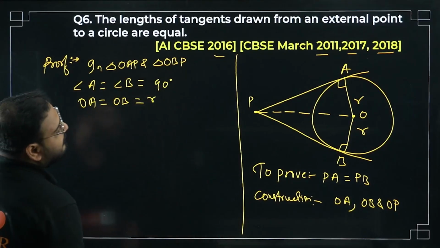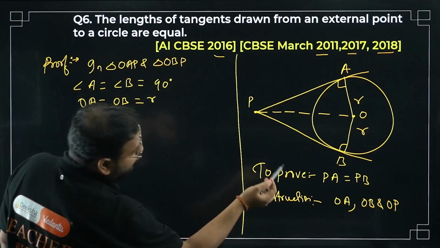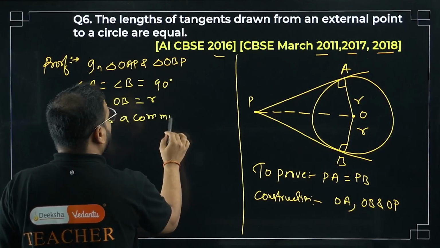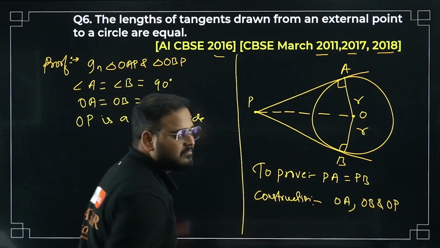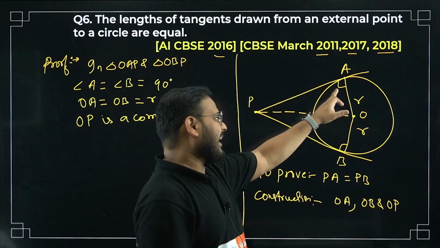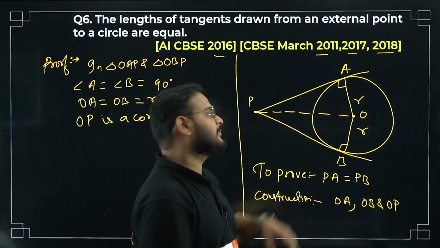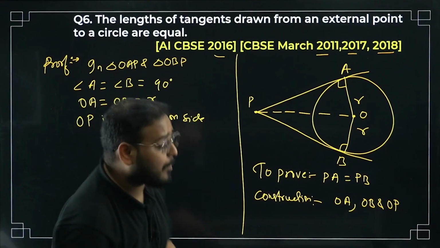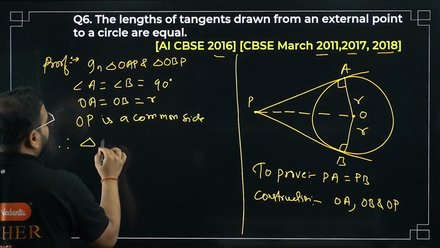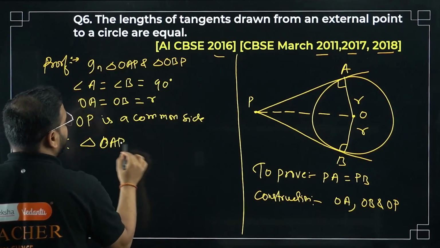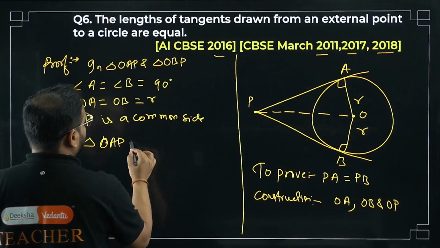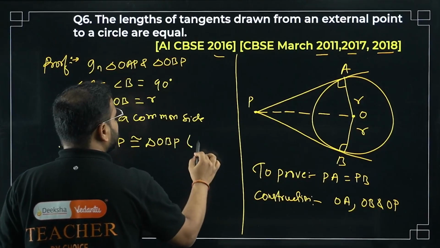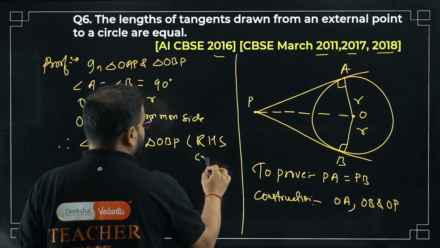Okay. We also have the side OA common. Oh, sorry, not OA. OP common. OP is a common side. It means OP equals to OP or PO, whatever you call. So we have right angle, the hypotenuse, and the side. Same, bacha, right angle, hypotenuse, and the side. So by RHS property, therefore, triangle OAP is congruent to triangle OBP. The property is RHS criteria of congruency, right?